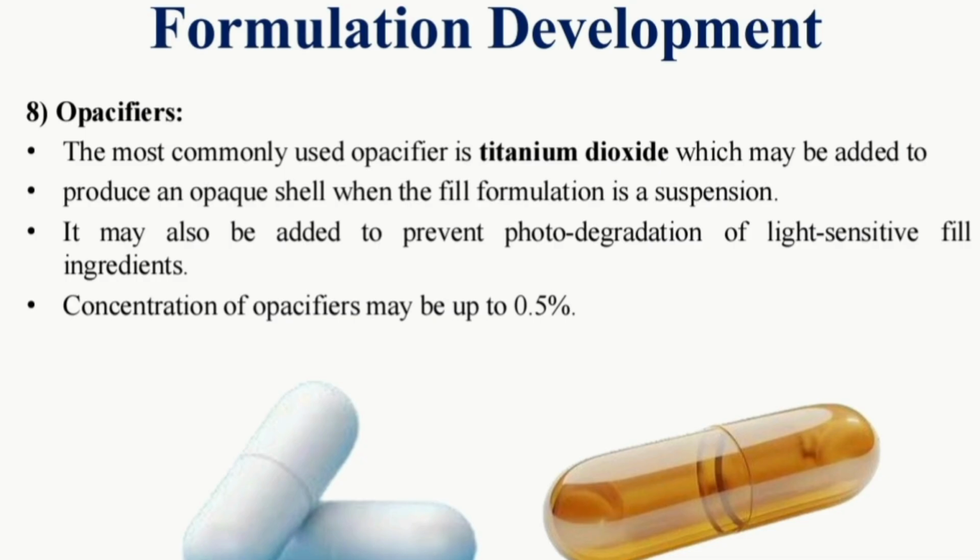Then opacifiers. The most commonly used opacifier is titanium dioxide, which may be added to produce an opaque shell when the filling of the formulation is a suspension. It may also be added to prevent photo degradation of light sensitive fill ingredients. The concentration of opacifiers may be up to 0.5%. These opacifiers prevent photo degradation of light sensitive material, and an example is titanium dioxide, which may be used at 0.5%.